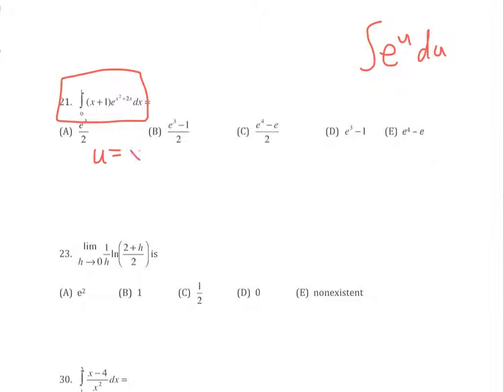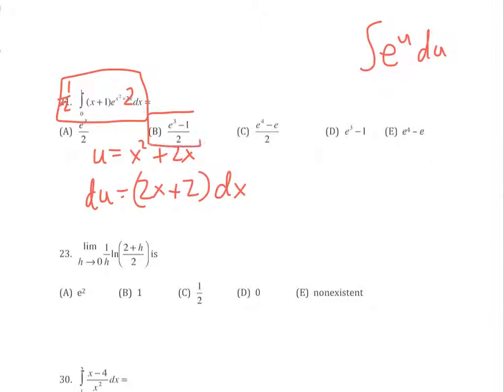So our u is x squared plus 2x. Our du is 2x plus 2 dx. We don't have that quite, but we do have x plus 1, so that makes us happy. We can just plug a 2 in here and a 1/2 out in front to keep it balanced. Integrate from there on, and you should end up with B as an answer.